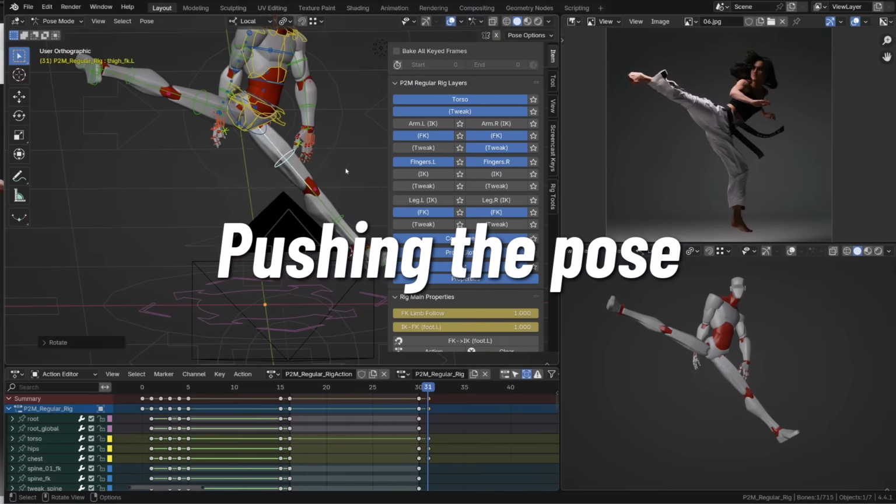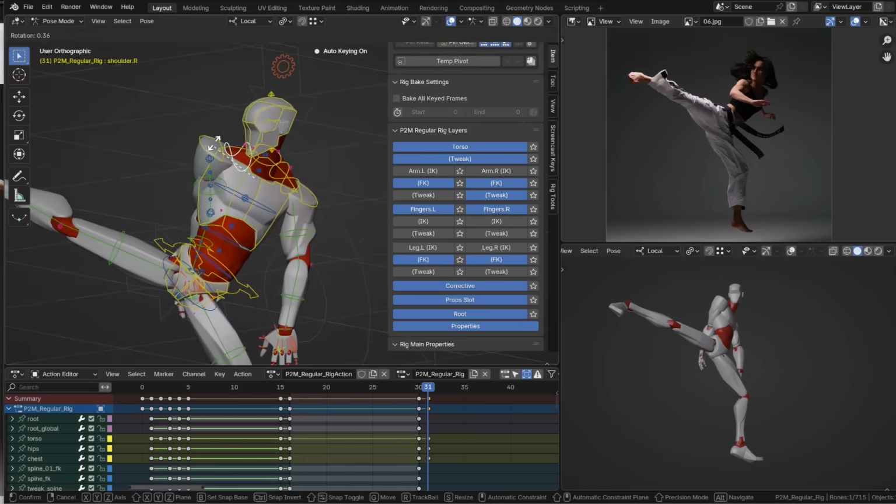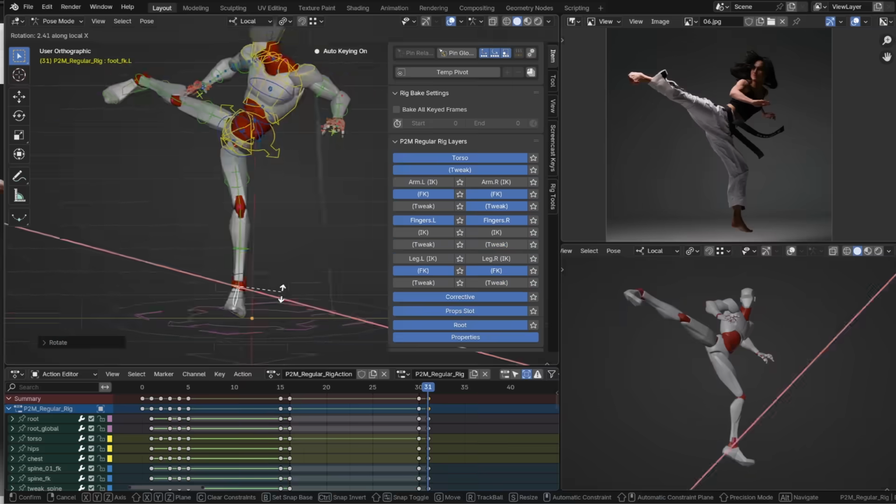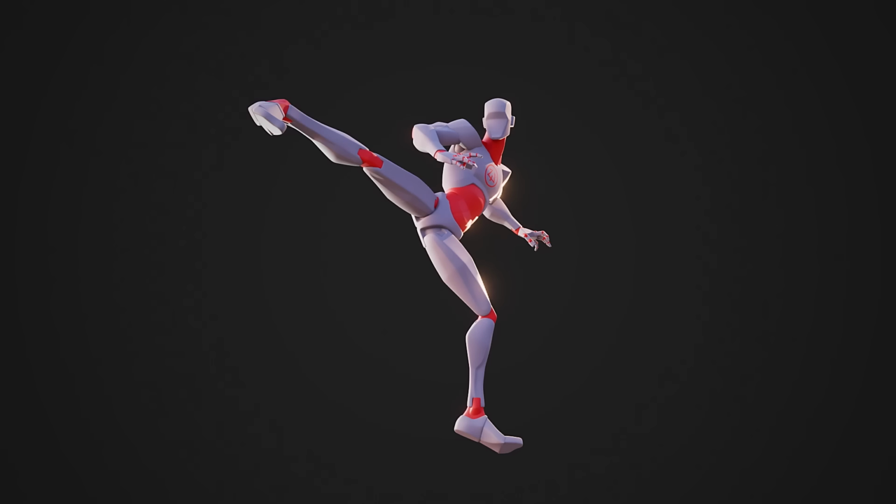Let me show you an example. I will use a jumping kick reference. I will now create a believable pose from it. Let's now find a good framing using a camera.